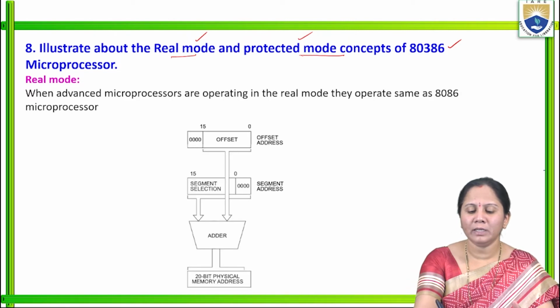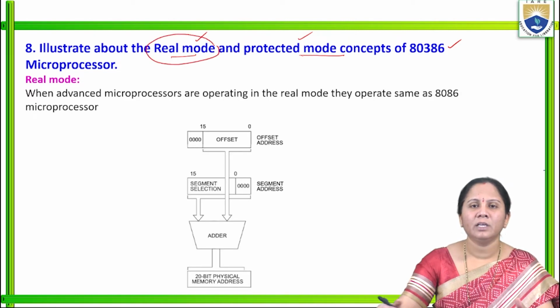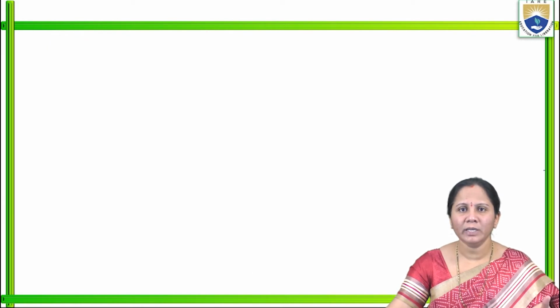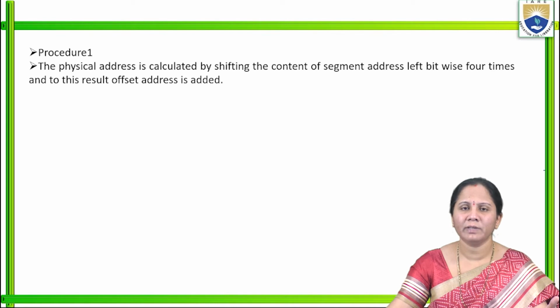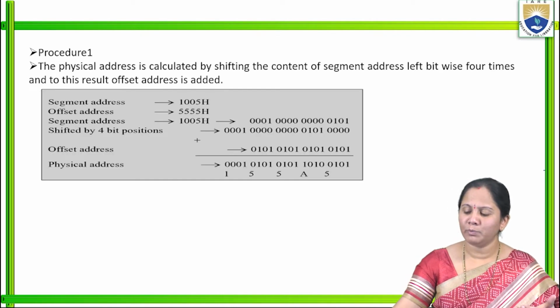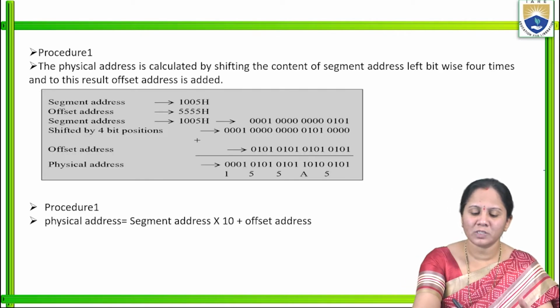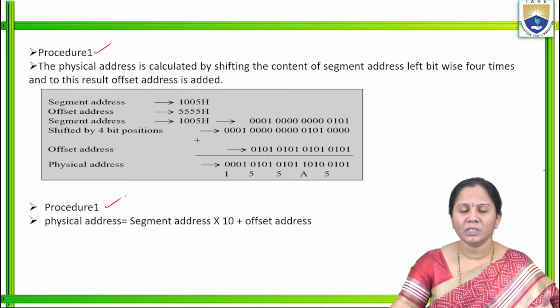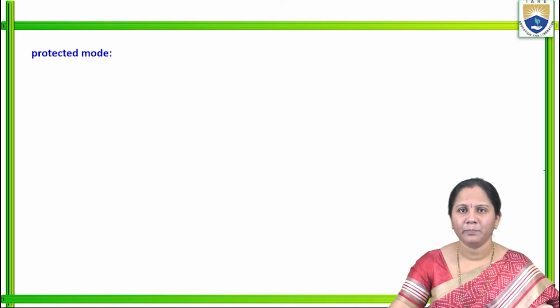When it is operating in the real mode, the physical address calculation is the same as 8086. That is why whatever we are doing for the physical address calculation, the same procedures we can follow. So two procedures are there, and any procedure we can consider. Using these procedures, when it is operating in the real mode, only a 20-bit physical address can be calculated.